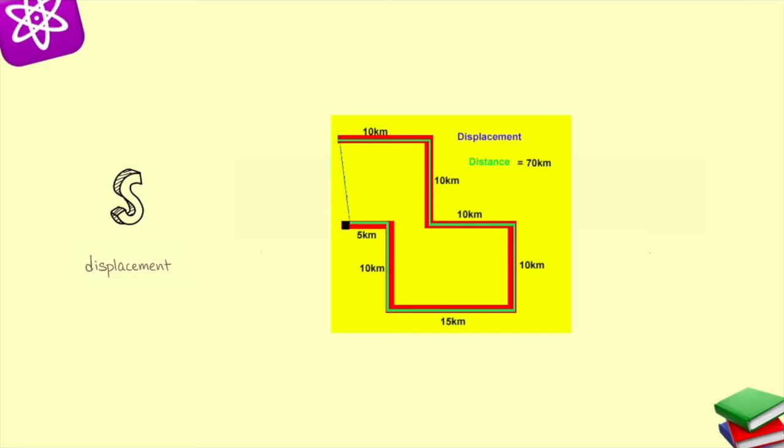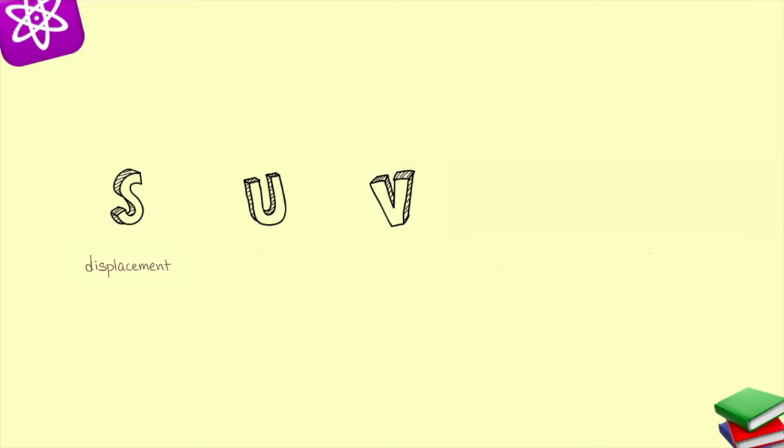The next two quantities are both velocities, and velocity refers to the rate of change of an object's position. It's equal to displacement over time. So here, u refers to initial velocity, which is the velocity at the start of the motion, and v is the final velocity, which is the velocity at the end of the motion. The next quantity is a, which stands for acceleration. Acceleration is the rate of change of an object's velocity. It's equal to delta v over delta t.